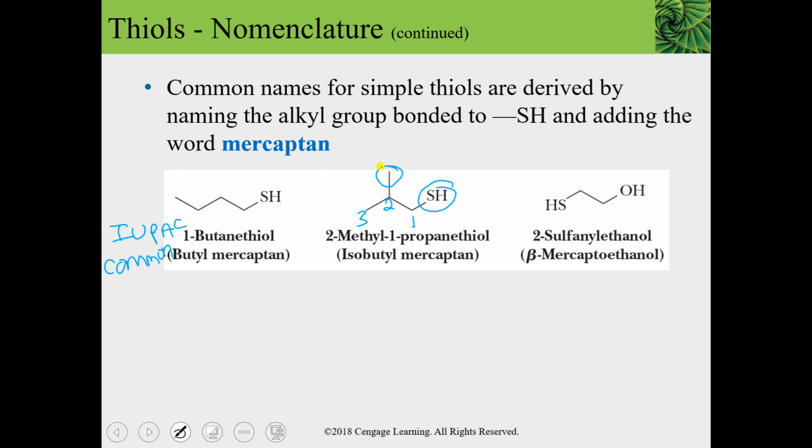This is where it becomes important for numbering on the third one. Hydroxyl will get priority over the thiol group in order of lowest carbon number. So 2-sulfanyl ethanol or beta mercaptoethanol. Why? Because this is a beta carbon. It's up.